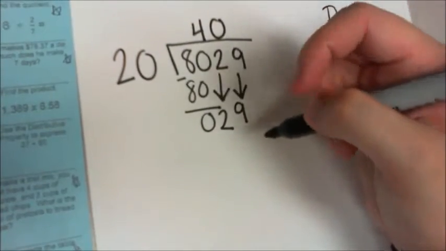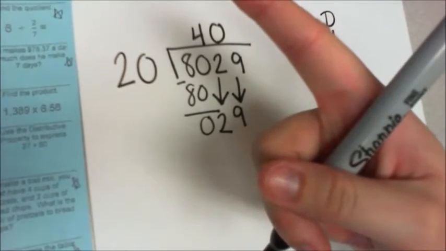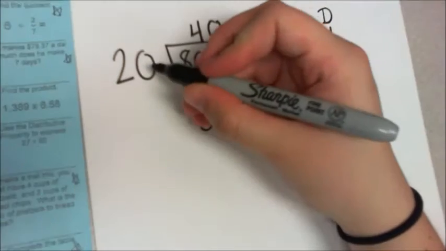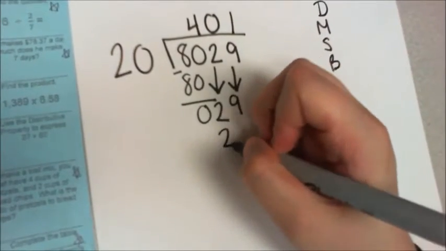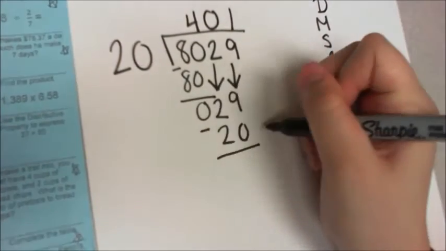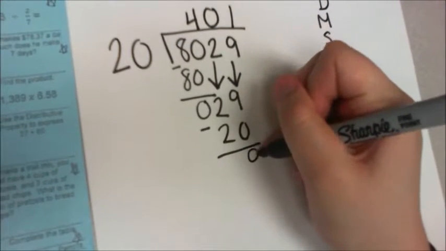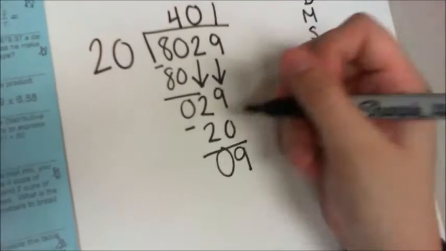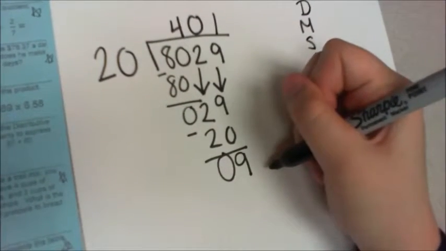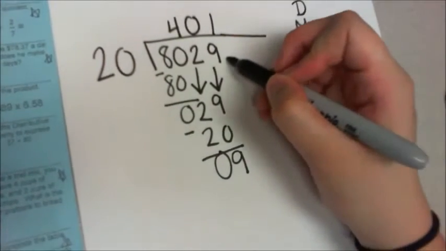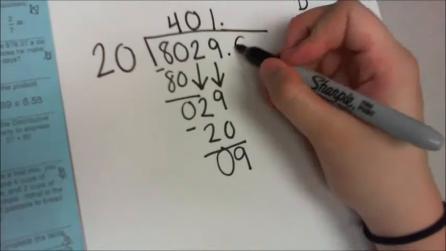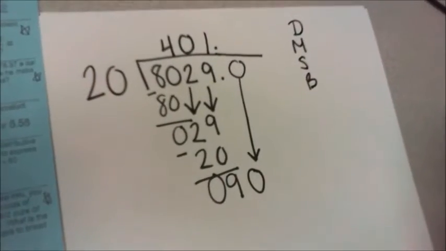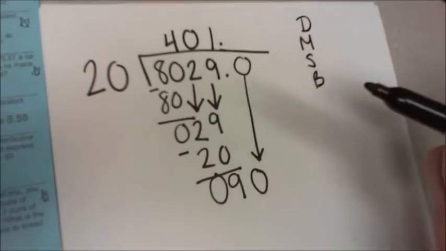20 goes into 29 only one time because 1 times 20 is 20 and 2 times 20 is 40. 1 times 20 is 20, and then we subtract. 9 minus 0 is 9. 2 minus 2 is 0. I'm out of numbers, but I have some left over, which means I need to add a decimal and bring down a 0. We're in 6th grade now, so we don't use remainders.